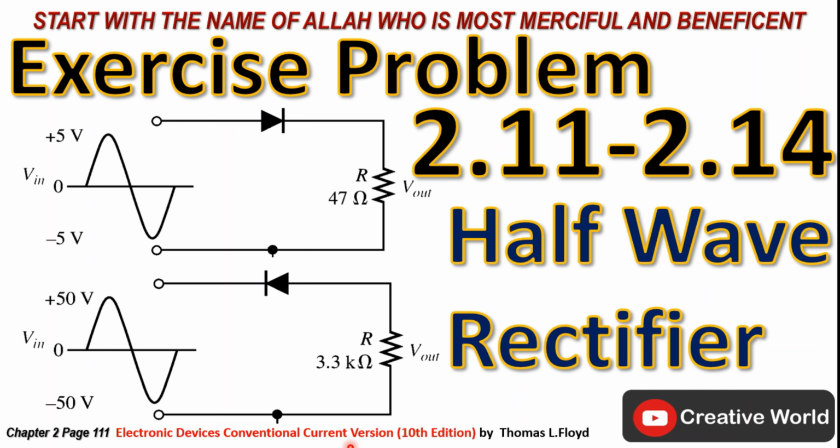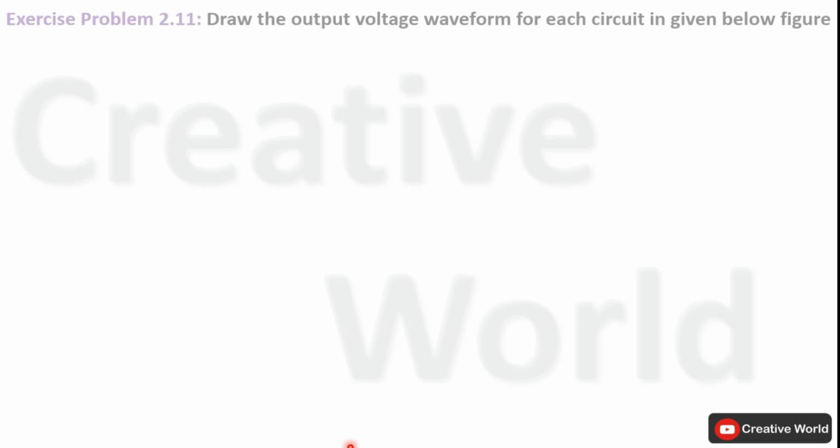Welcome to Creative World. In this video, we will solve Chapter 2 exercise problem number 2.11 to 2.14. First problem 2.11. Draw the output voltage waveform for each circuit in the given figure.